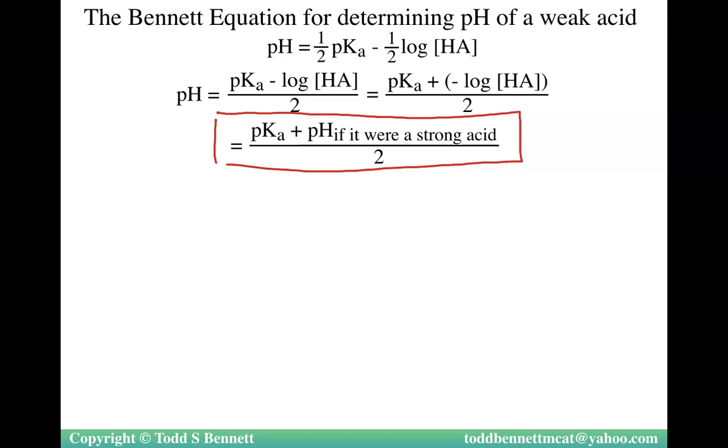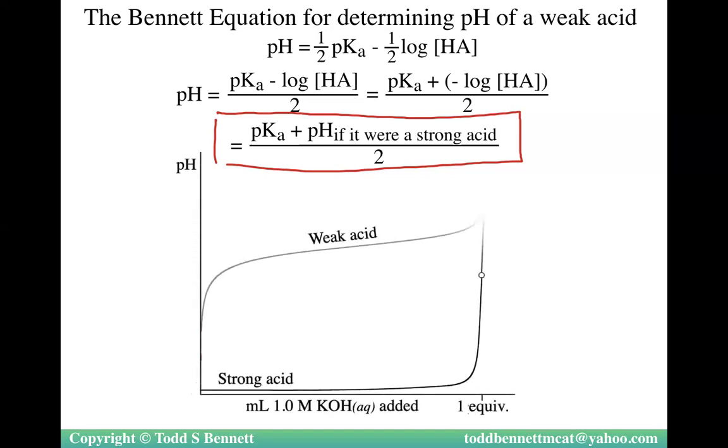Okay, I want to do a pictorial representation as well. So 2 titration curves on the same graph here. We have the strong acid. Notice it has no lip.